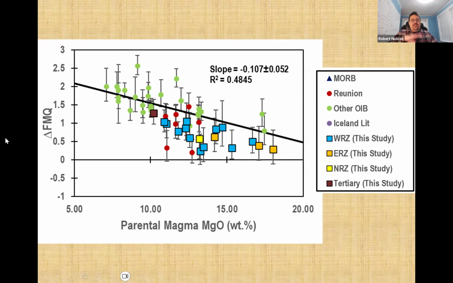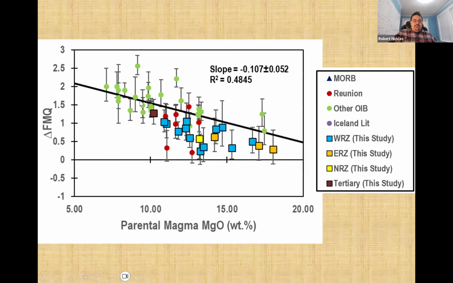So this is kind of our big money figure that we see here. Here's the Iceland data, Iceland literature. There's other OIB data. The other OIB data are from the Azores, from Samoa, from Canary, and from Mangaia, which is in the Cook Islands and sort of the type locality for HIMU, for high mu, for radiogenic lead.